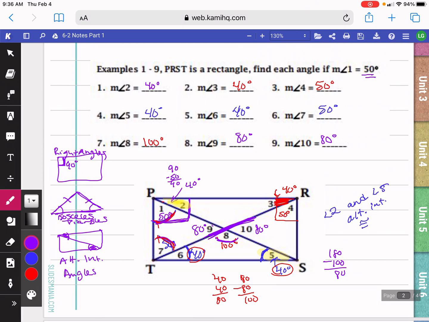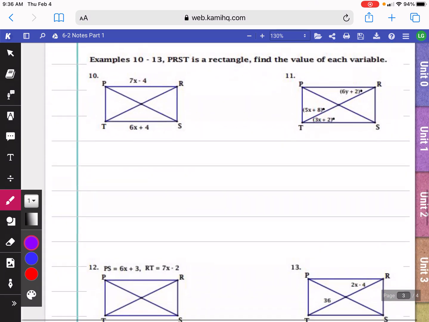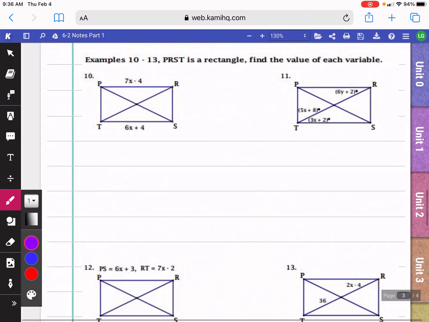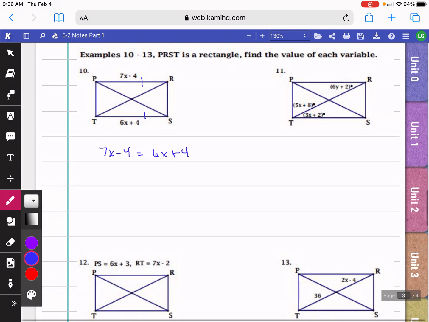We're going to now look at some problems where we use algebra. So here, since we know this is a rectangle and has the properties of parallelograms, opposite sides have to be congruent. So here I could say 7x minus 4 equals 6x plus 4, and then I could use that to solve for x.